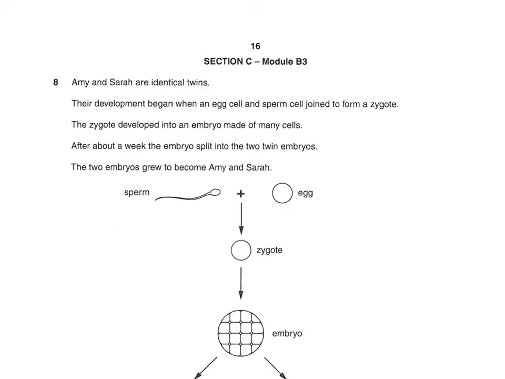So first question is a biology section. So Amy and Sarah are identical twins. Their development began when an egg cell and sperm cell joined to form a zygote. The zygote developed into an embryo made of many cells. After about a week, the embryo split into two twin embryos. The two embryos grew to become Amy and Sarah.